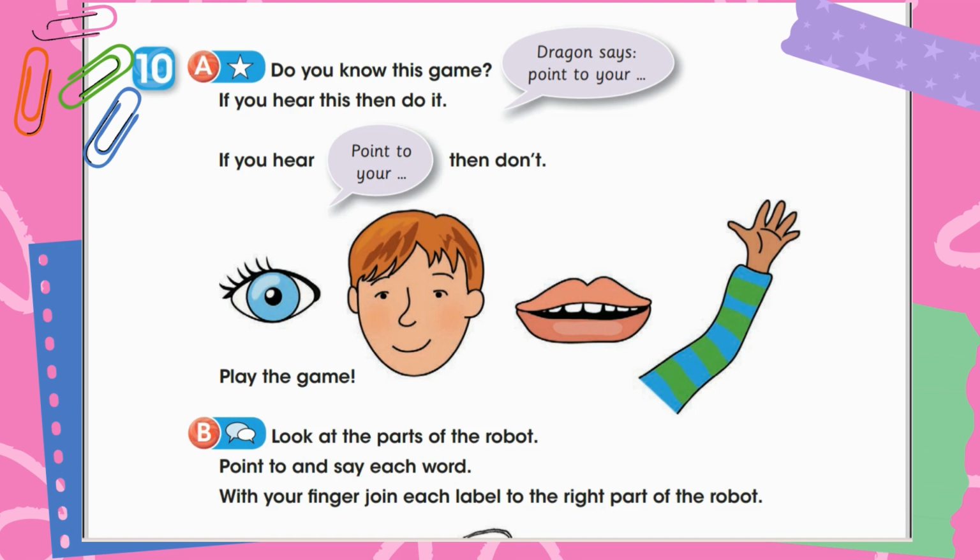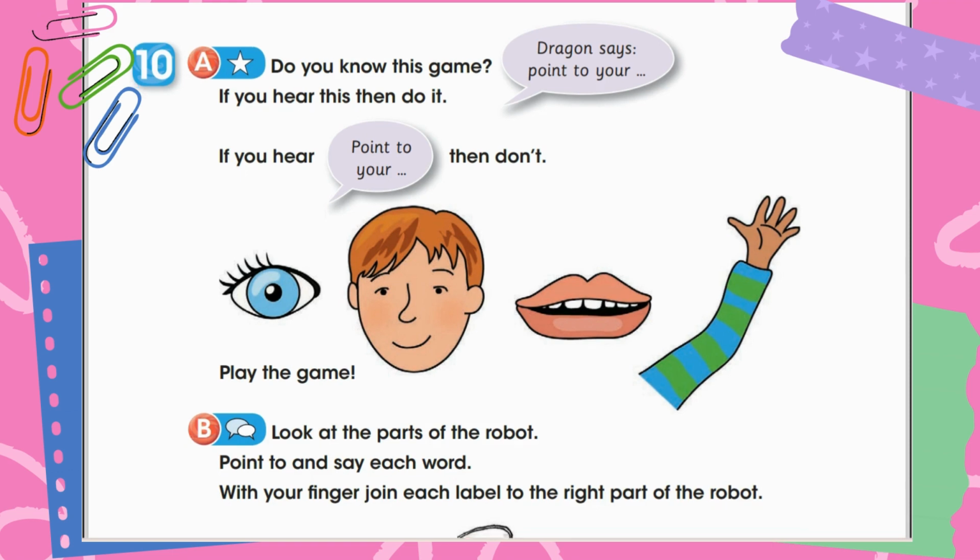If you hear this, then point to your nose. If you hear this, then point to your lips. So this is the kind of activity. In this, we are just acknowledging that you know the basic body parts and you are hearing the correct word. Okay, so this was part A of question number 10.